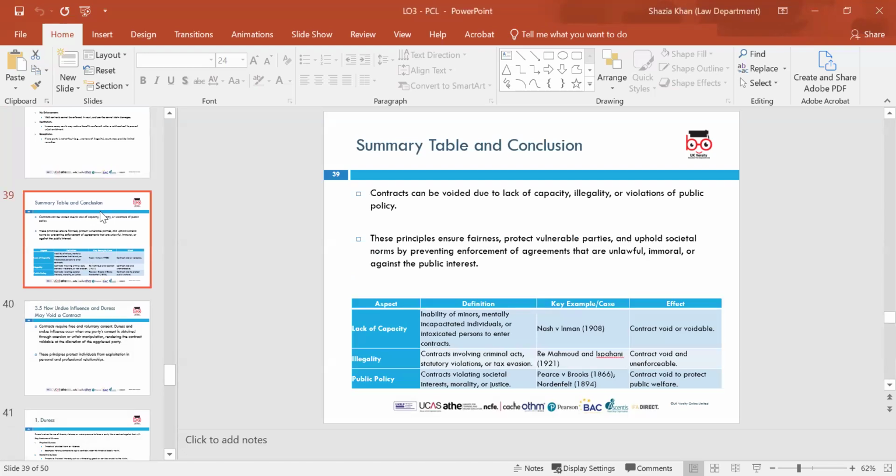Summary table and conclusion. Contracts can be voided due to lack of capacity, illegality, and violations of public policy, as we mentioned earlier. The whole point of this is to protect society and the vulnerable as well, and uphold societal norms, to prevent any immoral agreements being formed, in the form of drugs or money laundering, and to protect against harm to the public interest.